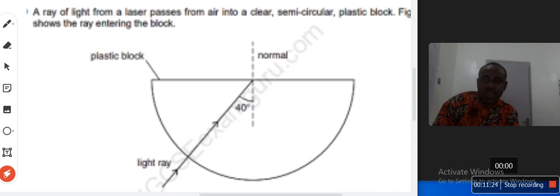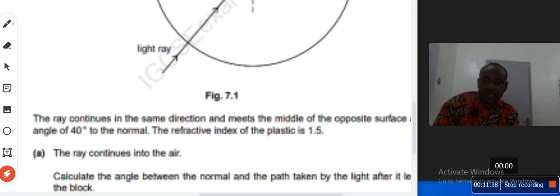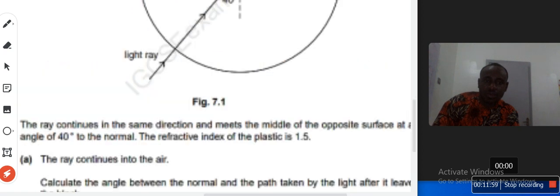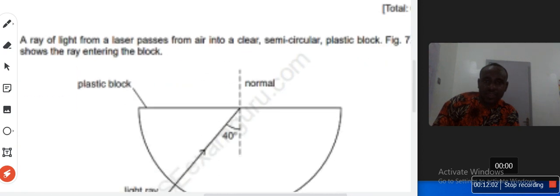a ray of light from a laser passes from air into a clear semi-circular plastic block. The figure shows the ray from here, it passes into here. Then it says, the ray continues in the same direction and meets the middle of the opposite surface at an angle of 40 degrees to the normal. The refractive index is 1.5. The ray continues into the air. Calculate the angle between the normal and the path taken by the ray after it leaves the block. So of course, when the ray moves from the glass to air, it will bend away from the normal.